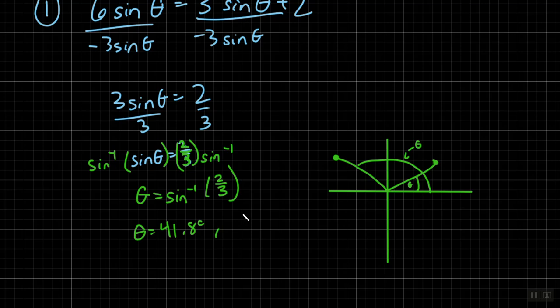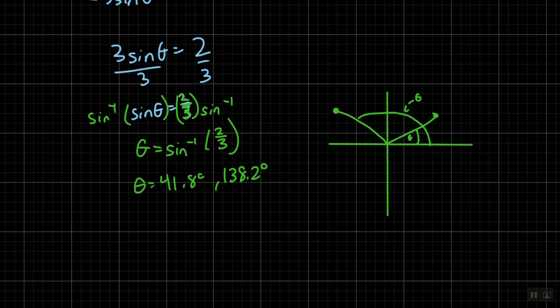What's the other one? 130.2 degrees. Whoa, that's not correct. I don't think it should be this, because 30 plus 40 is 72. So 138.2 degrees. Yep. Okay, those are our two solutions.